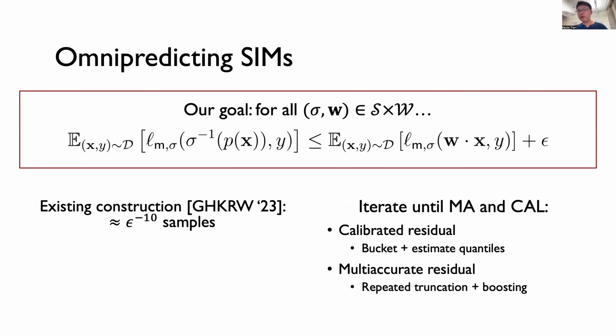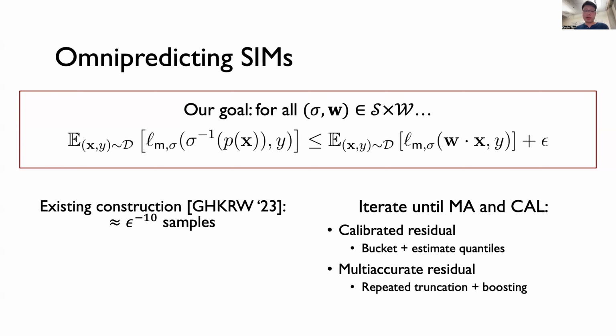Now, for the specific family of omniprediction against SIMs, applying this existing recipe achieves a polynomial guarantee in terms of various problem regularity parameters, but the runtime and sample complexity are rather large. In particular, the sample complexity scales as something like 1 over epsilon to the 10. And the reason for this complexity is due to the rather iterative, black box nature of this reduction. In particular, they use the squared loss as a potential function, and they show that if you iteratively calibrate or make multi-accurate the residual prediction over and over again, then eventually this terminates.